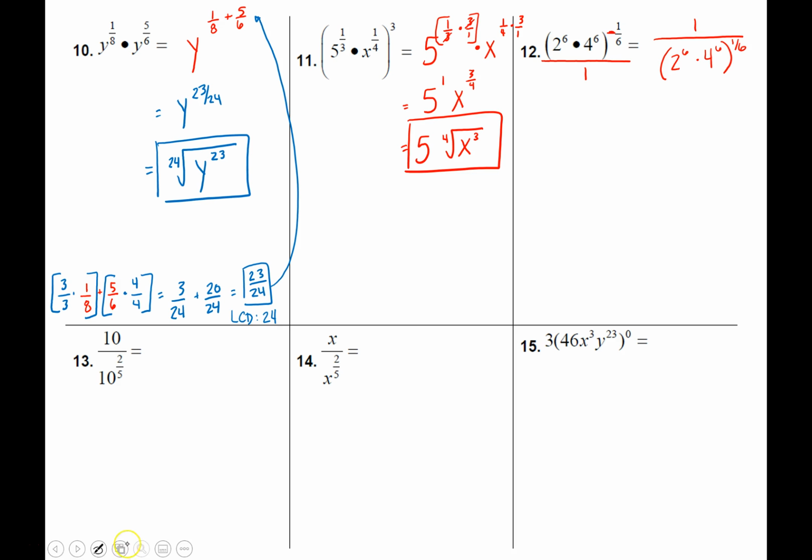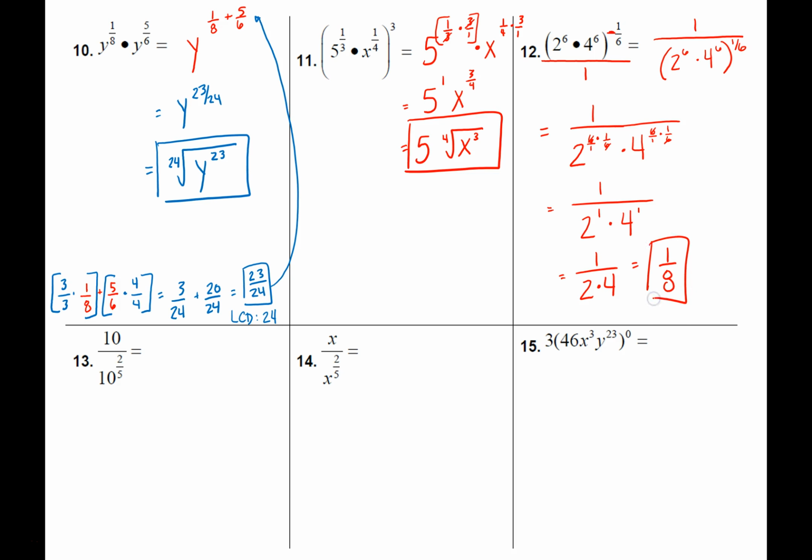So if I distribute that 1/6, that's going to give me 2 to the 6th times 1/6, and that 6 is over 1, times 4 to the 6th times 1/6. Okay, so let's look at those fractions. These 6's divide out, and that's really good because that leaves me with 2 to the 1st power. These 6's divide out, which leaves me with 4 to the 1st power. So I have 1 over 2 times 4. All of my fractional exponents are no more, so my final answer is 1 over 8.